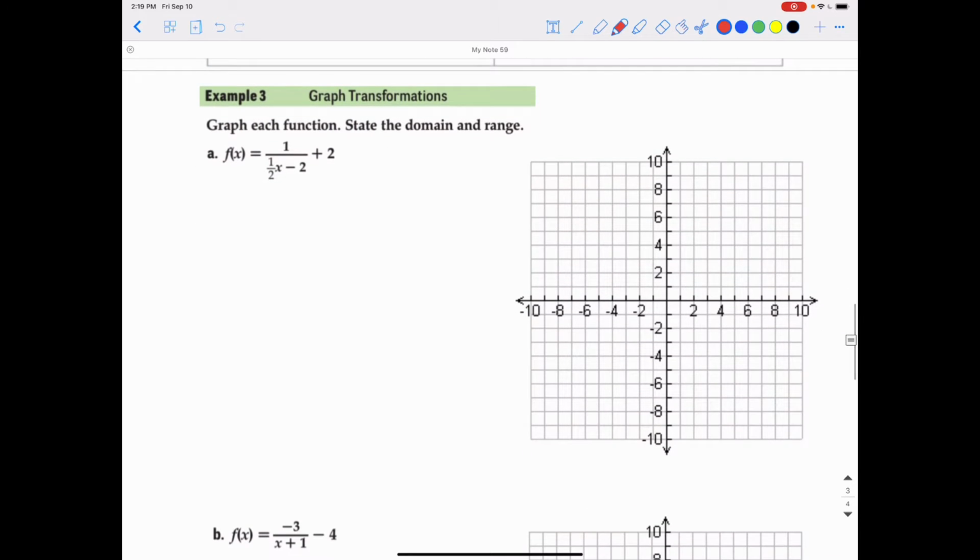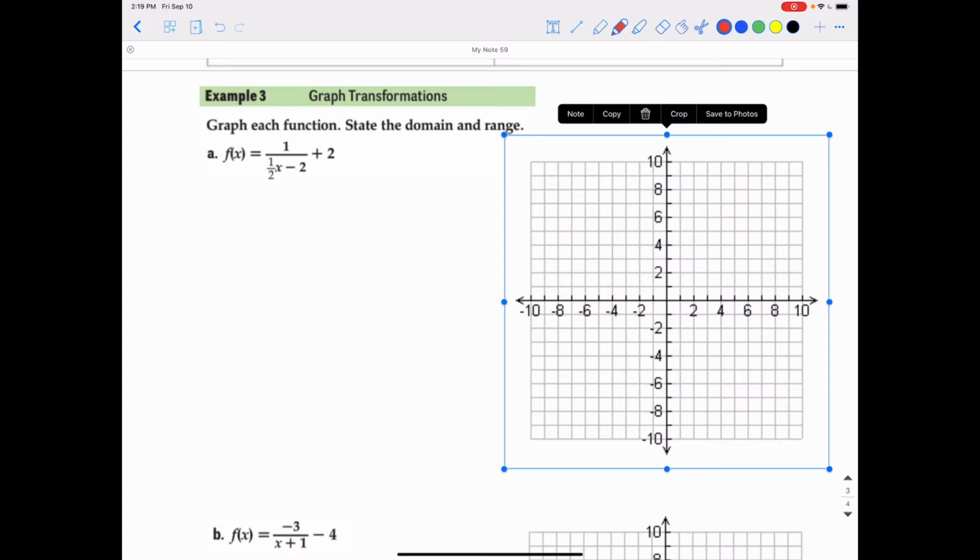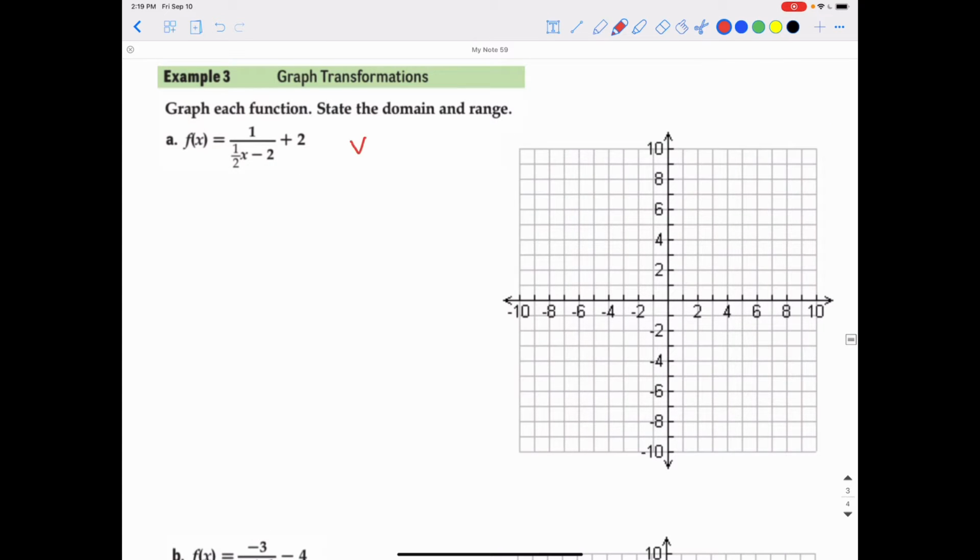So example 3 says graph the function, state the domain and range. So the vertical asymptote is going to be located where the denominator equals 0. So we're going to set the denominator equal to 0, and that will find the vertical asymptote for us. So 1/2 x minus 2, set that equal to 0. So I would just add 2. So 1/2 x equals 2, and then multiply by 2 because 2 times 1/2 eliminates each other, and x equals 4. So that is the vertical asymptote.